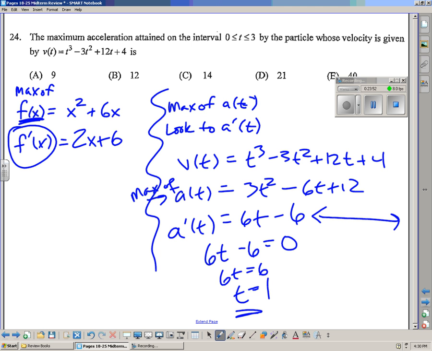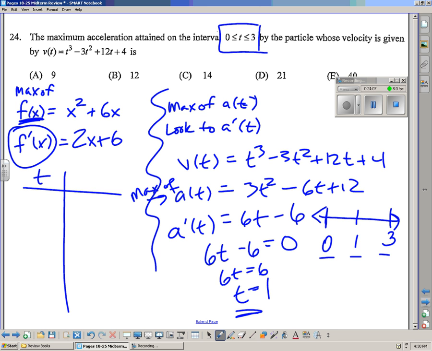Well, that's actually a critical value. Let's be careful here. We are in a closed interval, so we also have to test the endpoints. So here would be a good place to compare our accelerations at 0, 1, and 3. And this is where you can make a little t-chart and just compare.